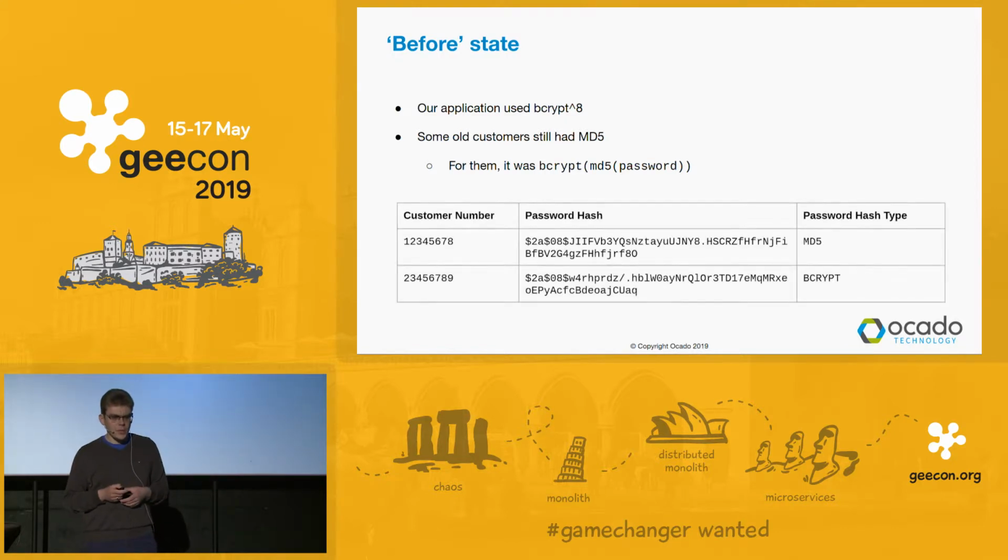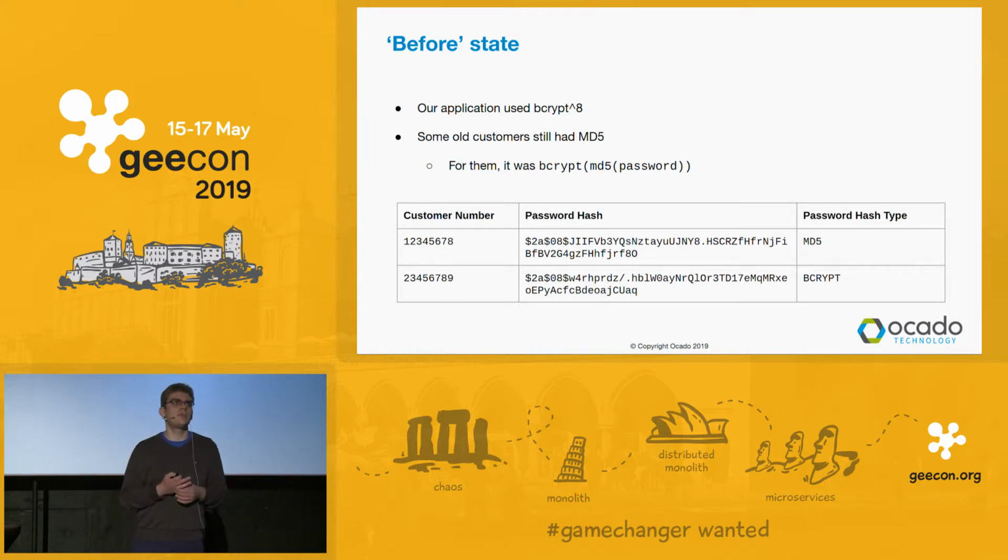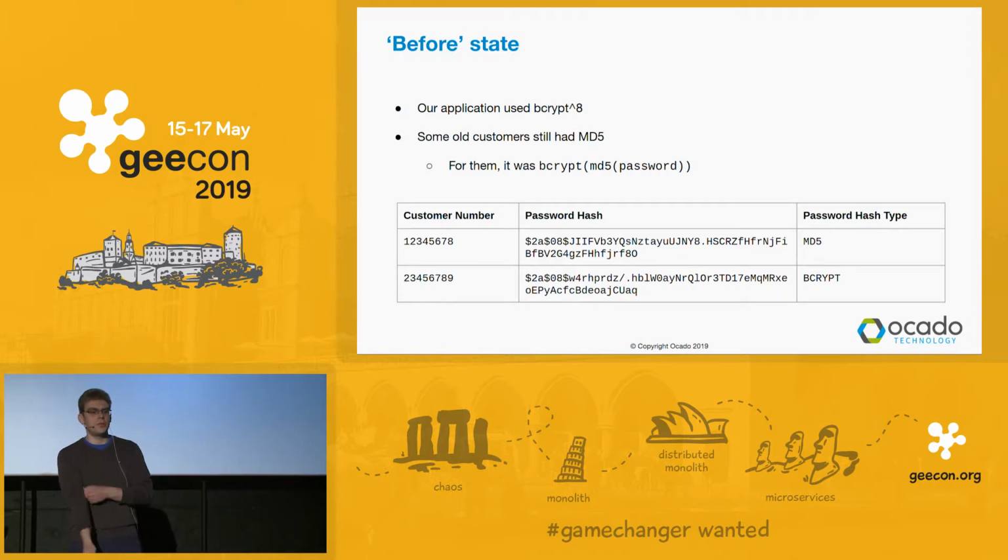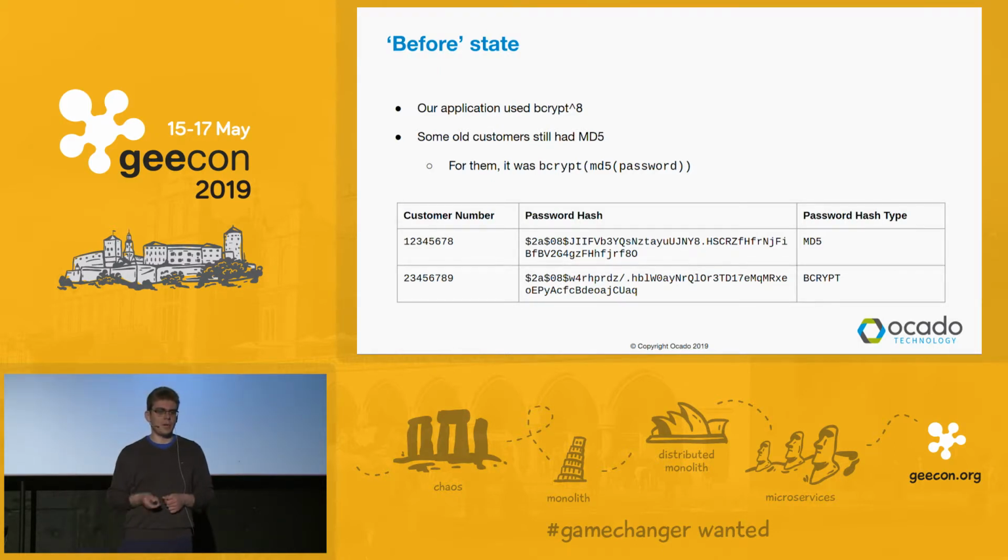And the obvious thing is that if a new customer registers or a customer changes password, we transfer this to bcrypt because we know what the password is. But for the people who didn't log in yet, we have this MD5 password hash type.